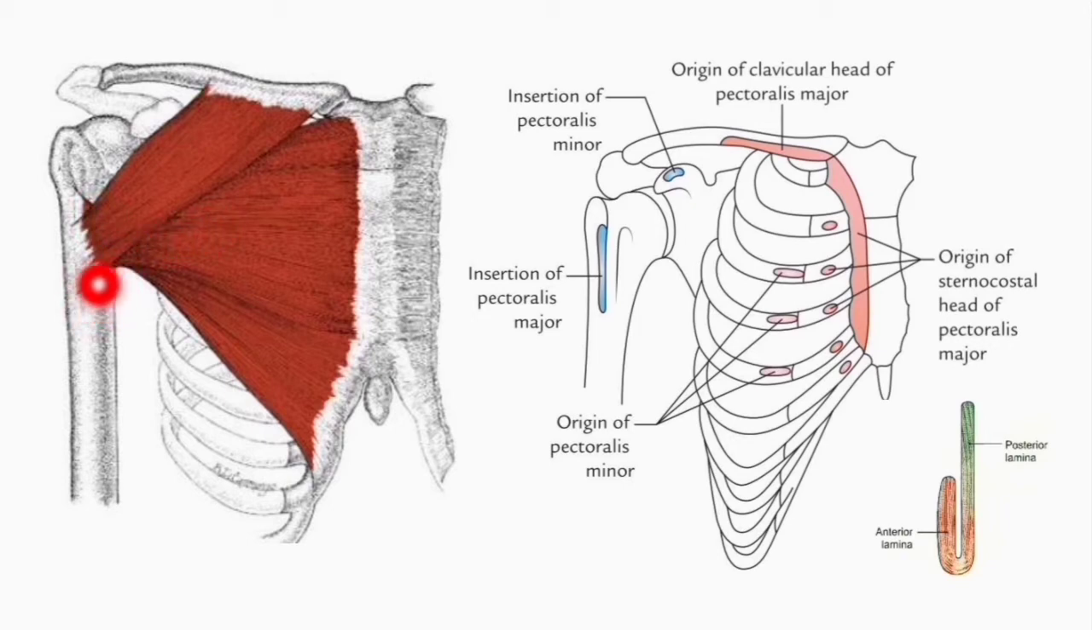On the lower junction, the anterior lamina unites with the posterior lamina to form a U-shaped tendon. Here you can see the U-shaped tendon. Such a way it inserts onto the lateral lip of the intertubercular sulcus.